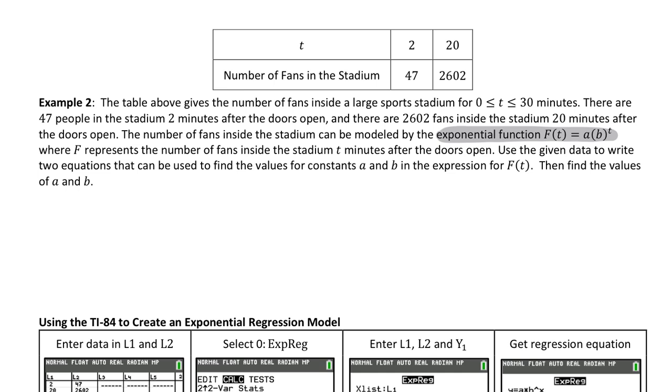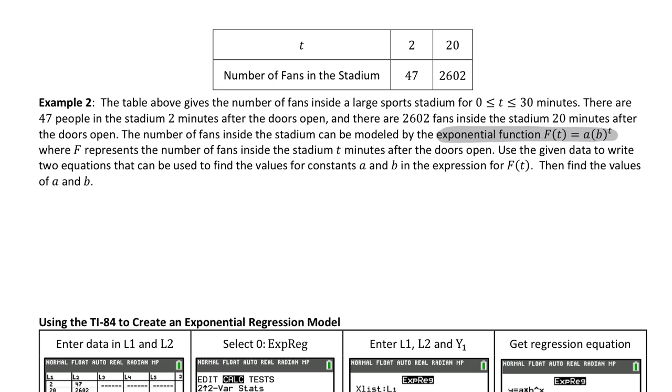Use the given data to write two equations that can be used to find the values for constants A and B in the expression for F of T. Then find the values of A and B. This is what FRQ number 2 will start off looking like. This is points number 1 and points number 2 on FRQ 2. We can handle it.